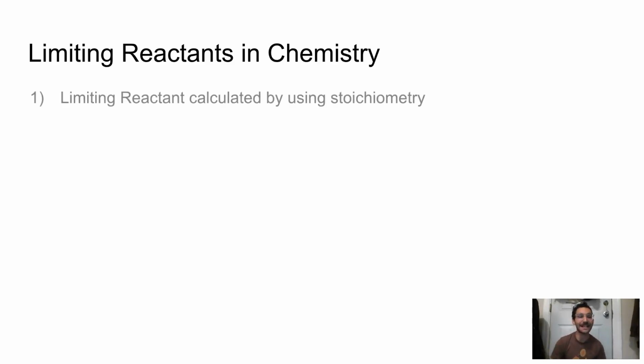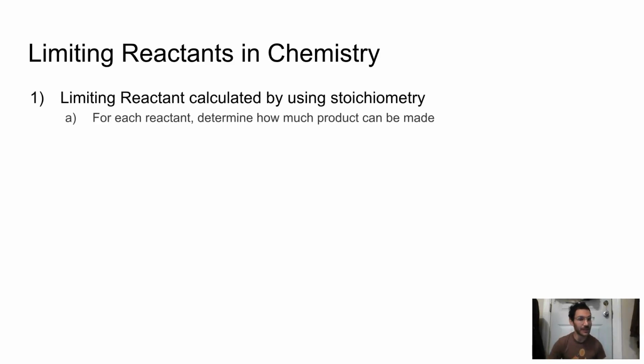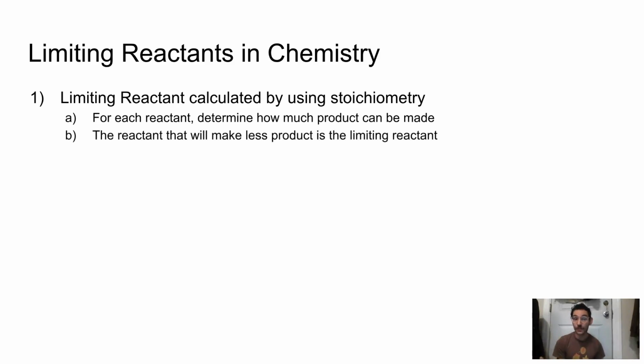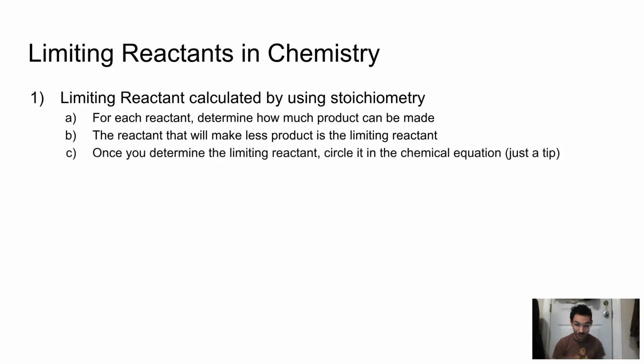So, limiting reactants in chemistry. Limiting reactants are going to be calculated using stoichiometry. Gosh, I love stoichiometry. For each reactant, we're going to determine how much product can be made. Whichever reactant is going to make less product, that one is limiting. Just like in those other examples, my bread made fewer sandwiches, so it was limiting. My flour made less dough, so it was the limiting one.